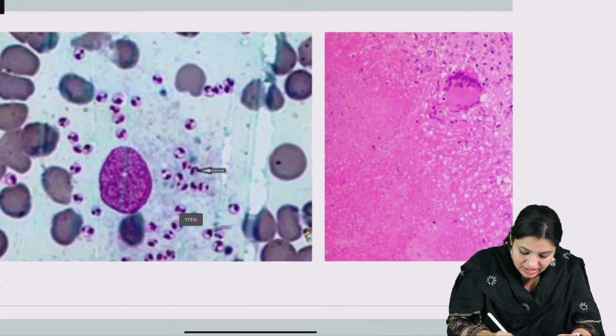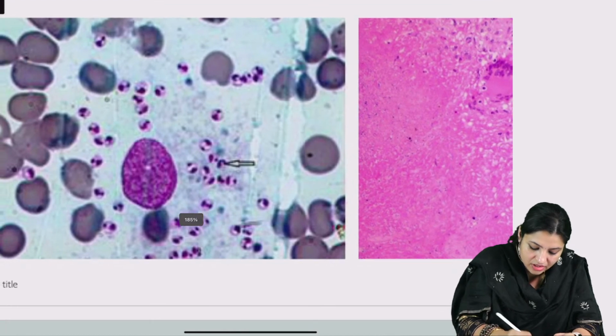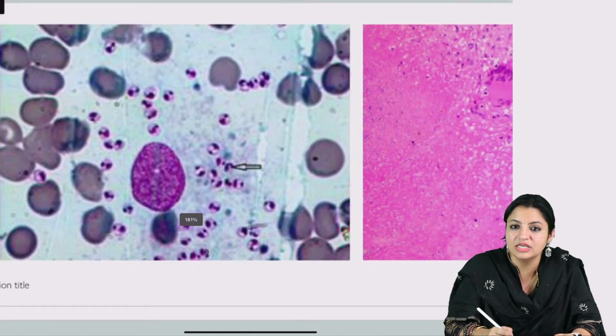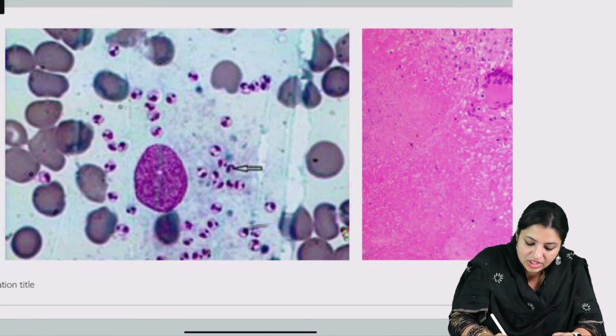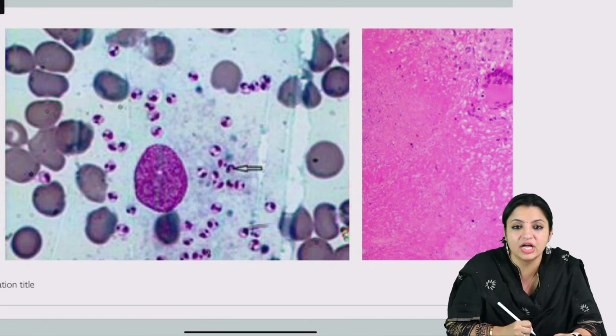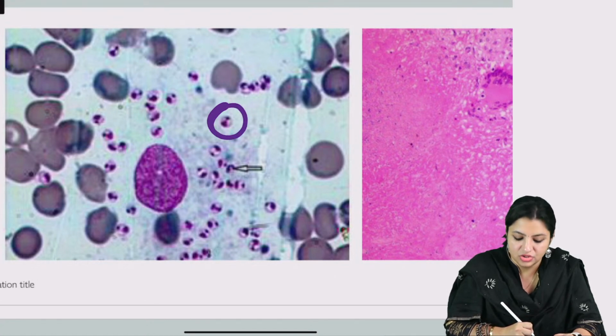So can you see these lesions here, here, here? So these are basically what? They are Leishmania donovani bodies. Okay, Leishmania donovani bodies. You have to remember, Leishmania donovani bodies typically have a kinetoplast like this. So you have to identify them. So these are LD bodies which can be well identified on bone marrow aspirate itself.